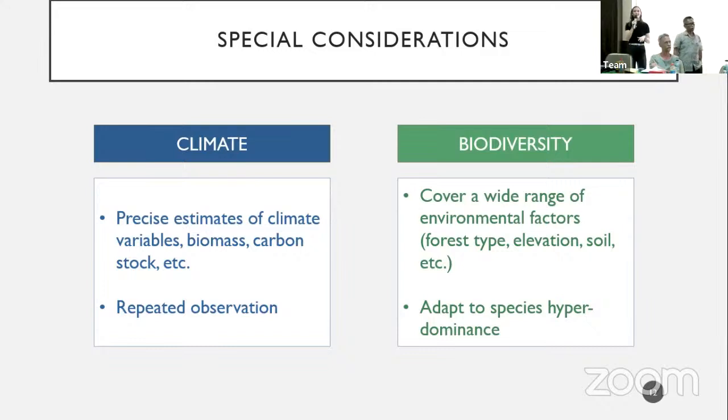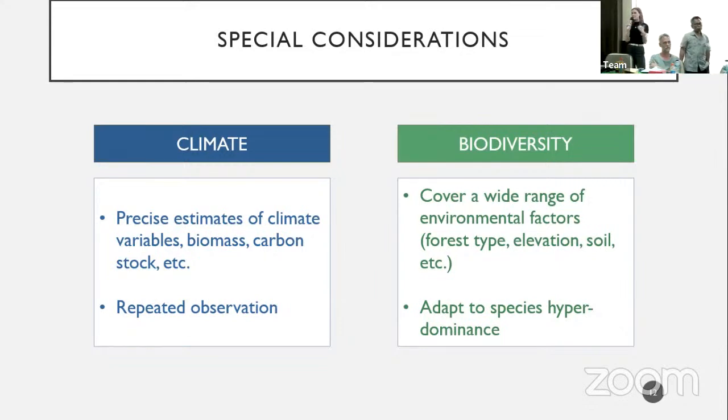So what I've been focusing on so far in the proposal was climate and biodiversity. And when we look at these 2 elements, the differences that we have to consider are very subtle, but very important. So when we think about climate, what we really need from a forest resource assessment is precise estimates of climate variables, of biomass, carbon stocks, all of these things. We also need repeated observation over long periods of time.